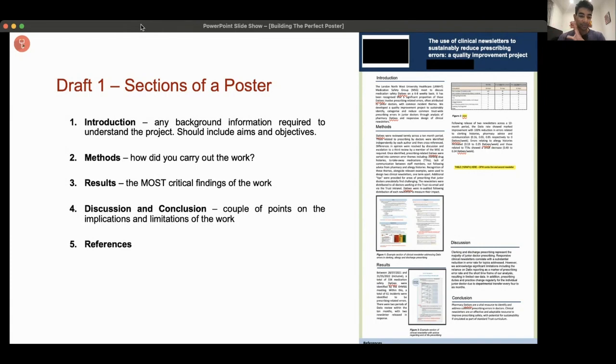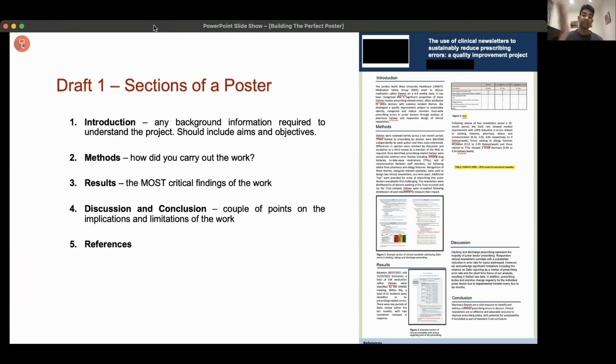So I've obtained this from a colleague of mine, and it's a project they did, a quip, and they wanted to do a poster on it. And this was their first draft. So savage it, honestly. Say what's good, say what's bad. I'm going to talk about that as well, so don't be afraid. But I'm using this to highlight the sections of a poster to start with.